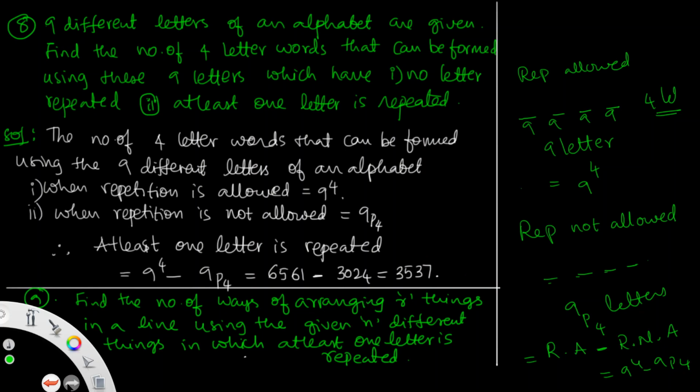Next, question number 9. Find the number of ways of arranging r things in a line using the given n different things in which at least one letter is repeated. All are similar methods. So the same thing: we have to arrange r things in a line using the given n different things in which at least one letter is repeated. In the same way we have to write.